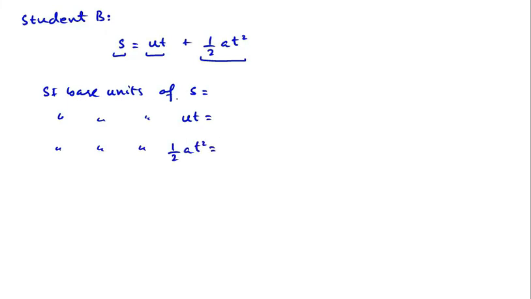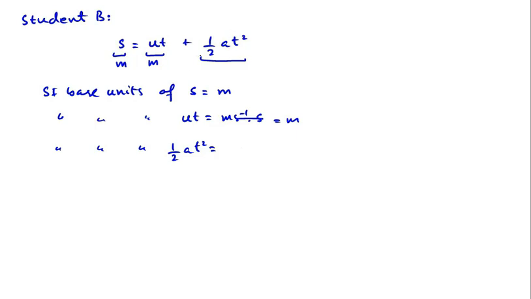Students, SI base unit of the first term s is meter. SI base units of the second term ut are equal to SI base units of initial velocity u, which are meter per second, times SI base unit of time, which is second. Let's simplify this expression now. Second inverse and second cancel out, and the whole expression simplifies to meter. So meter is the SI base unit of the second term too.